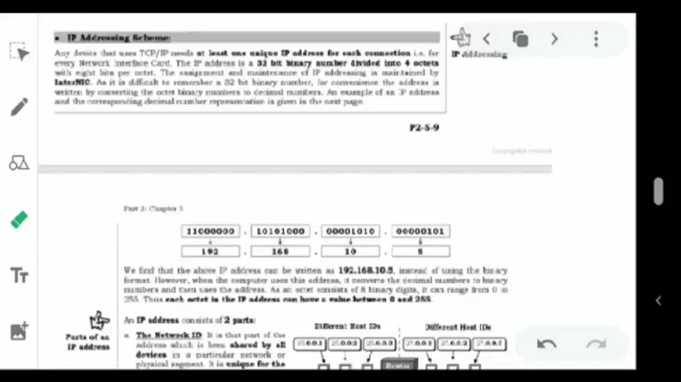The IP address is a 32-bit binary number divided into 4 octets with 8 bits per octet. So there are 4 sets, and in each set there are 8 bits. The assignment and maintenance of IP addressing is handled by the Internet NIC. The IP address consists of 2 parts. How many parts are there in an IP address? There are 2 parts in an IP address.